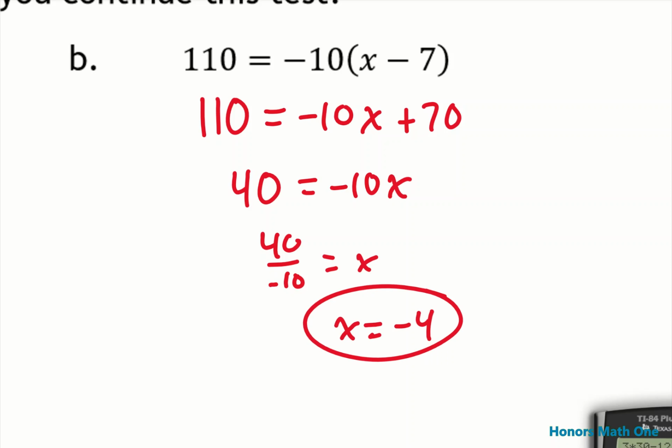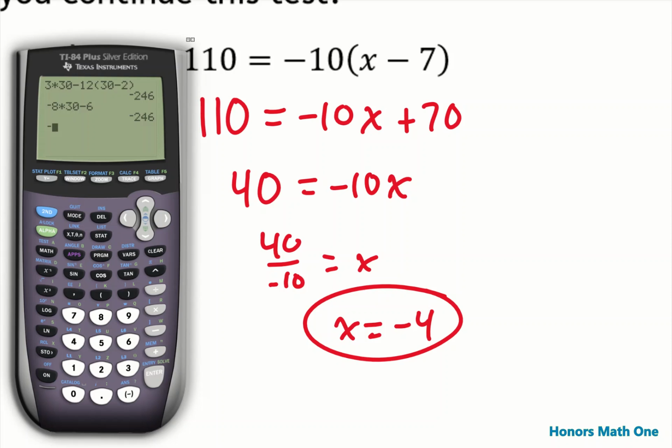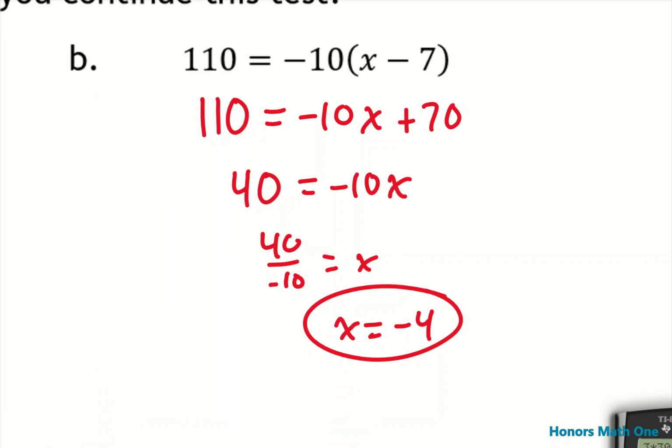And again, it doesn't take long to check it, and it's really worth it just to make sure we've got this right. I'm only plugging things into the right hand side, so I've got the negative 10 and then times open parentheses. I'll type in this negative 4, and notice I'm using this negative symbol. It's not subtract 4, it's the opposite of 4. So I need this button on my calculator that's next to the decimal. So negative 10 times the opposite of 4 and then minus the number 7. And when I press equal, you can see, yep, it does give me 110. So x is negative 4 is a solution to this equation. It makes both sides the same.